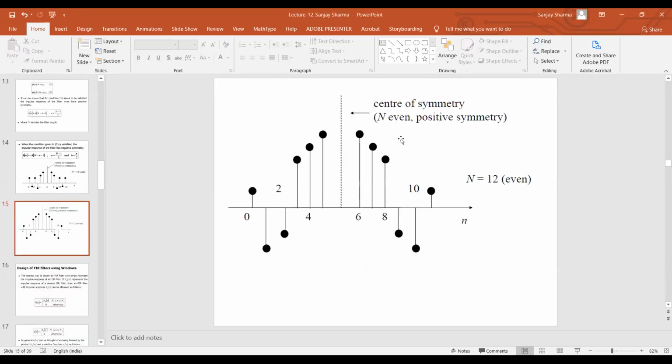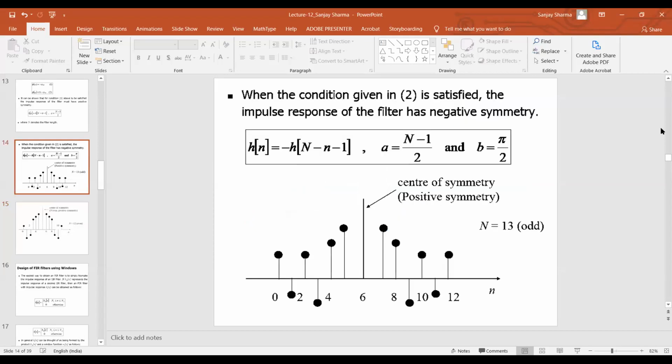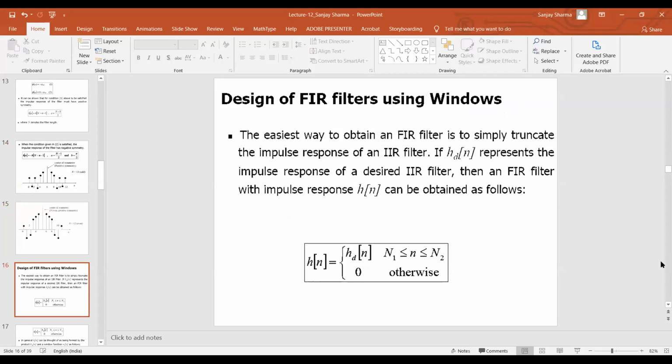And if N is even, in that case, between 5 and 6 there is a middle line; the coefficients from 0 to 5 and from 6 to 10 will be the same. I will explain these things in detail in the coming slides.